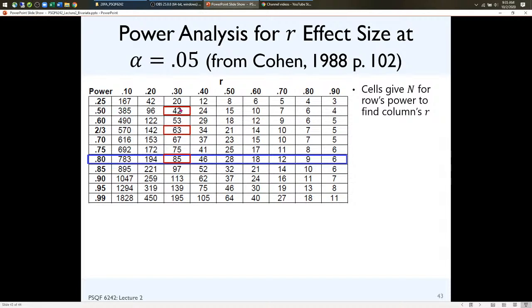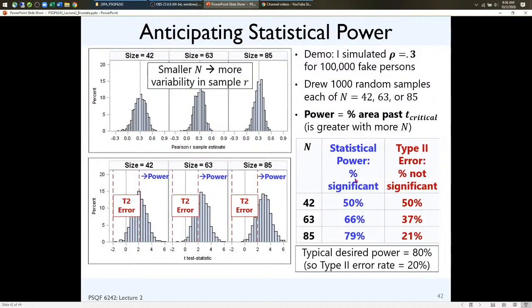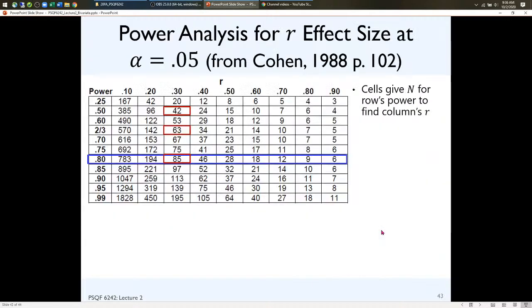People who did the math for me, thank you for getting this right so that I didn't have to do this all via simulation. So for instance, given my population correlation of 0.3, if I have 42 people, half of the time in any one sample, I would reject the null hypothesis. If I have 63 people, 2/3 of the time, I would reject the null hypothesis of no correlation if the true correlation were 0.3, and to get to a magical level of power of 80%, it takes 85 people. And that is almost exactly what I found in my simulation.